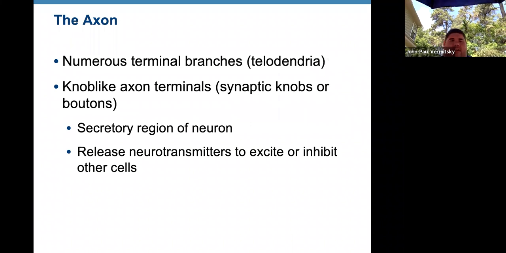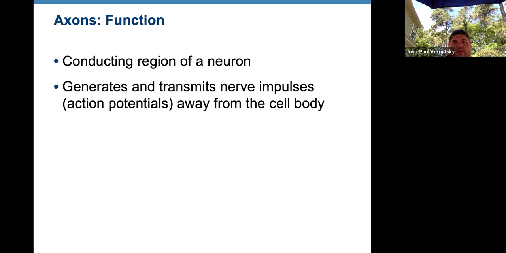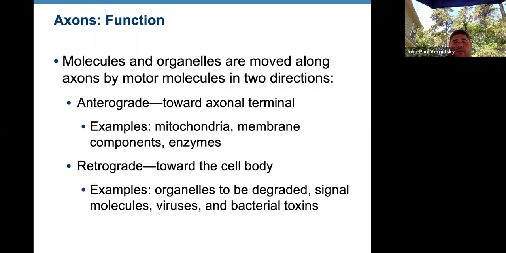At the end of the axon, you'll have numerous terminal branches and knob-like axonal terminals. This is where you'll get the secretory region of the neuron, and you have the release of neurotransmitters to excite or inhibit other cells. Functions, you have conducting region of a neuron. This will generate and transmit nerve impulses, action potentials away from the cell body.